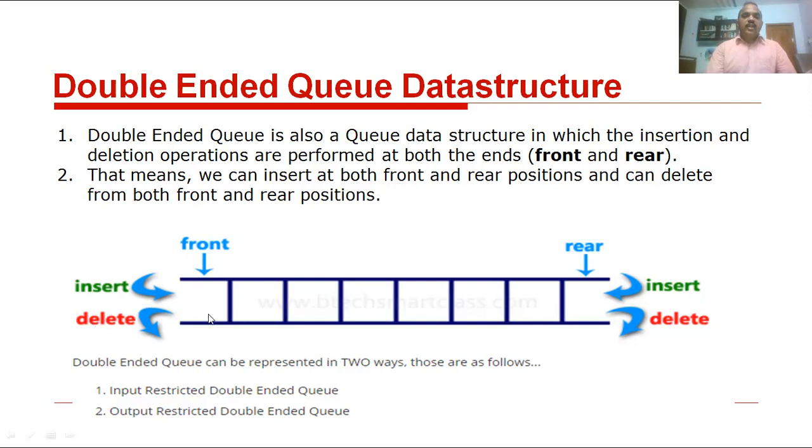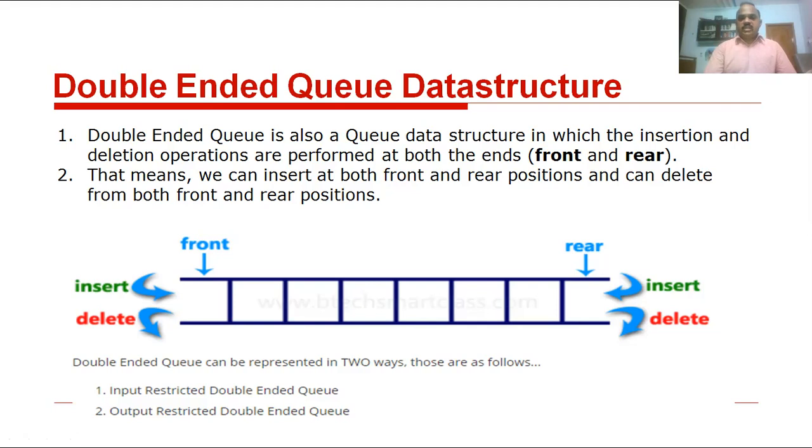We can insert an element into the front and also delete an element from the front. Come here, rear side. We can also insert an element into the rear and also delete from the rear. So how many ends here? Two ends. Here how many ends? Two ends. Clear? All of you? Then this type of queues are called double-ended queue data structures.